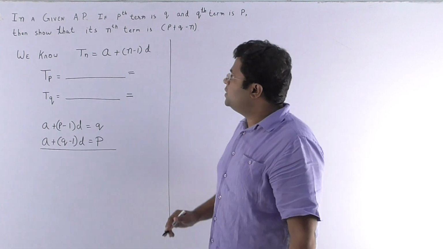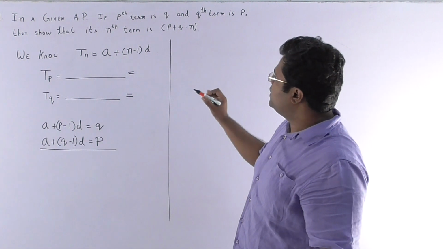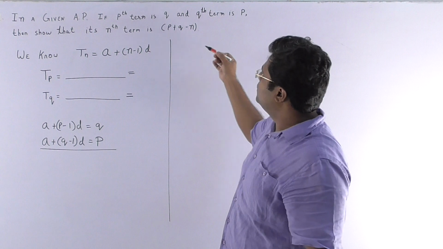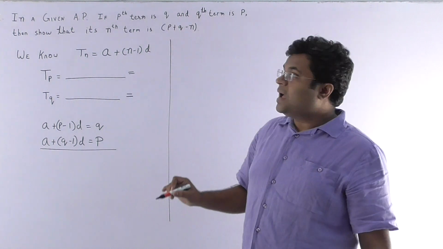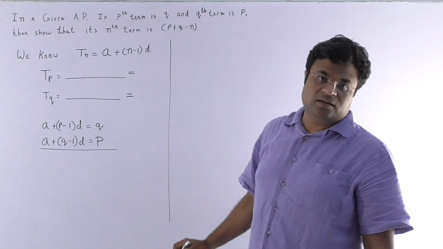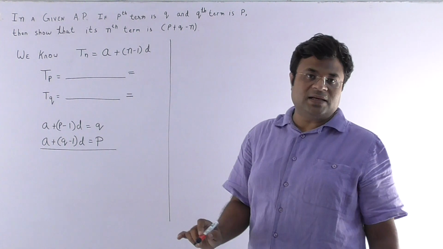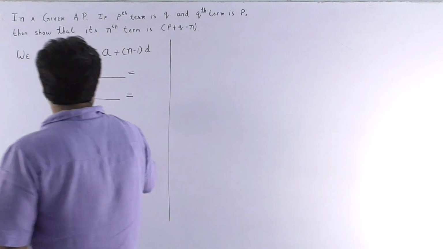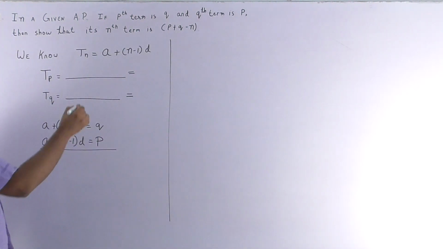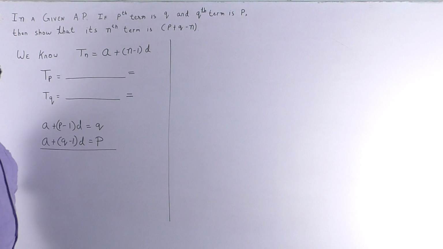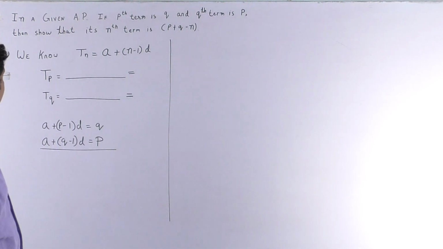Alright, so in this question, it's given that the pth term of an AP is Q and the qth term is P. So we need to show that its nth term is P plus Q minus N. So we know Tn, the nth term, is given by the formula A plus (N minus 1) D.